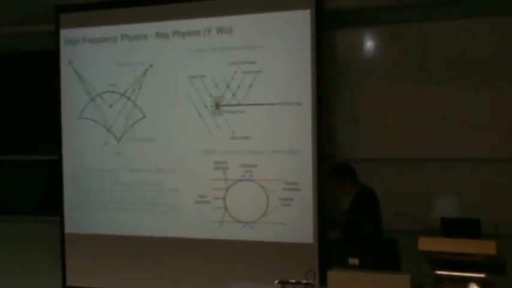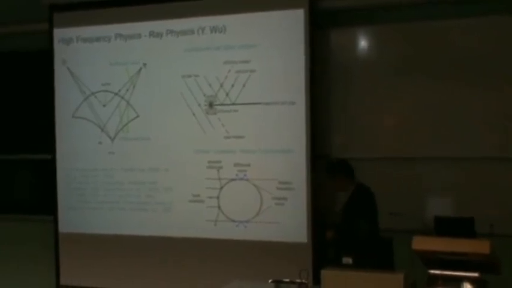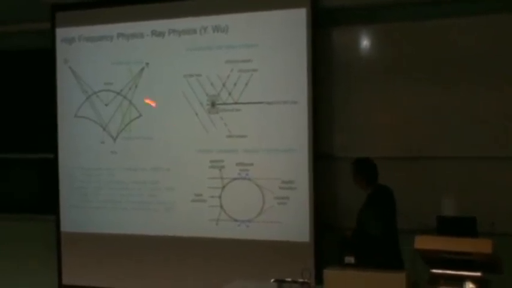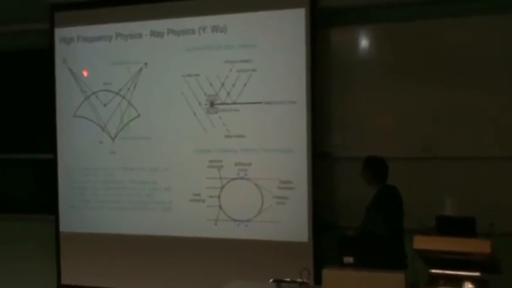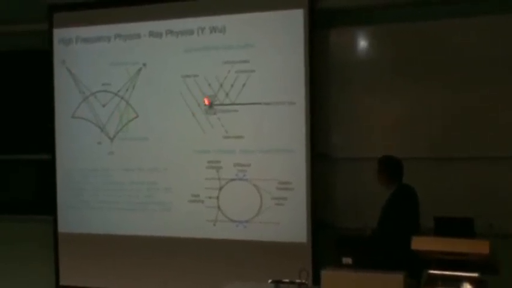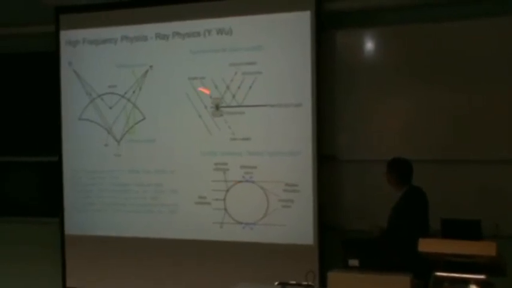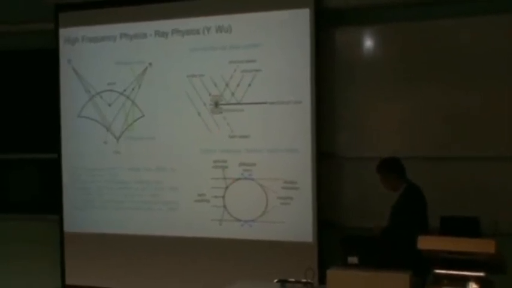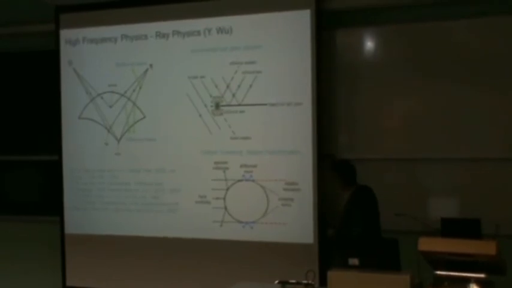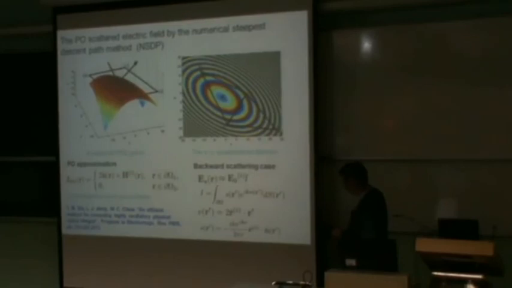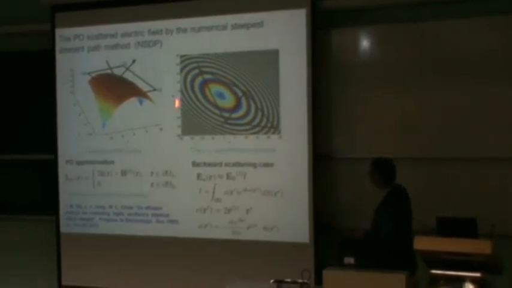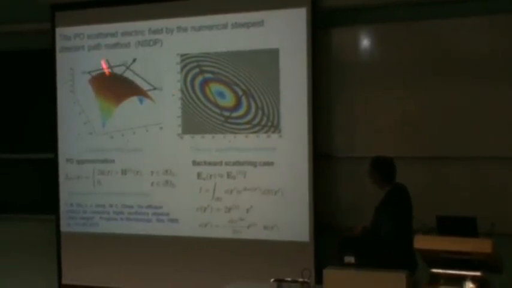Another thing that you can do actually is look at the extremely high frequency regime, when the wavelength is very short. As I said before, when the wavelength is very short, light or electromagnetic waves behave like particles. And you can actually think of waves behaving like particles, and you solve the problem using very different techniques. One of the things that you can use to solve high frequency scattering is a physical optics approximation.